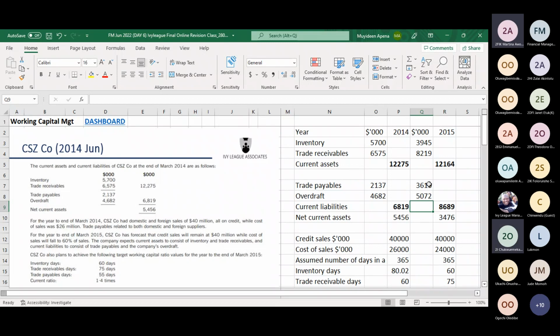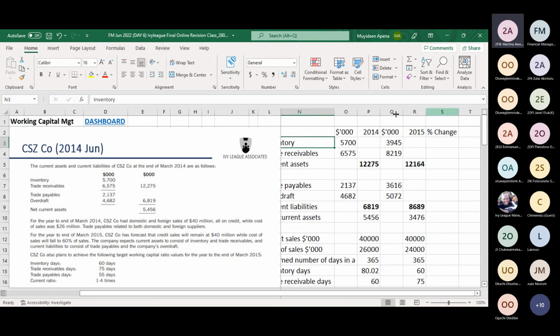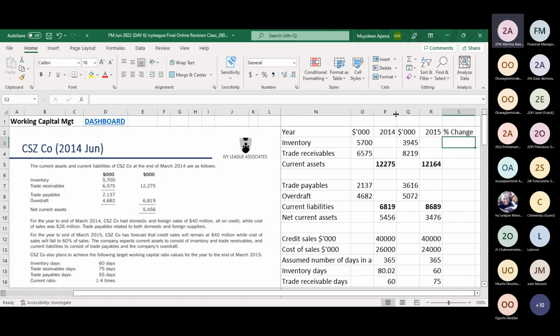I can see that the inventory decreased here from 2014 to 2015, which can be seen maybe as a result of them not holding inventory anymore, or them reducing how much inventory they are holding. Let's call this percentage change. Okay. Then we also have an increase in receivables. Most likely they are selling more goods on credit.